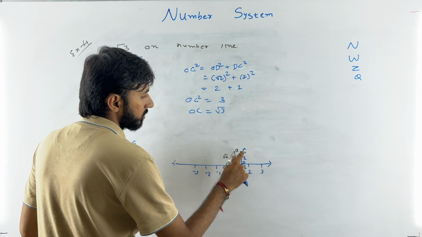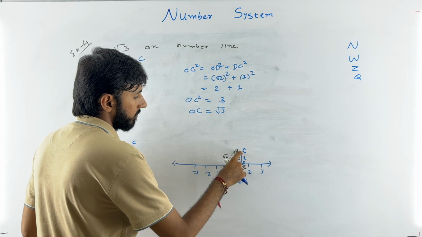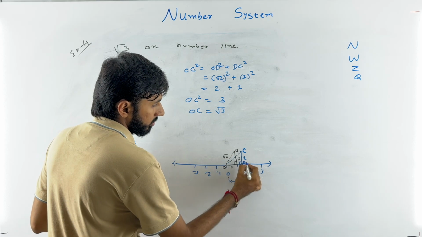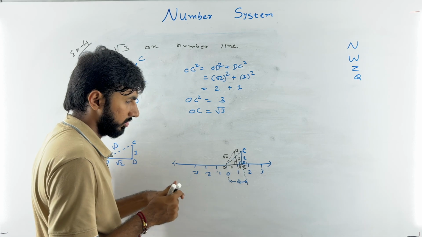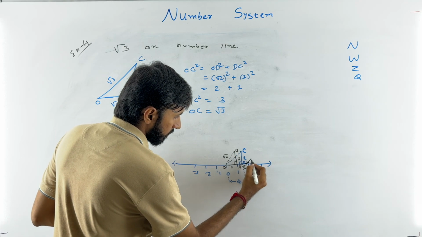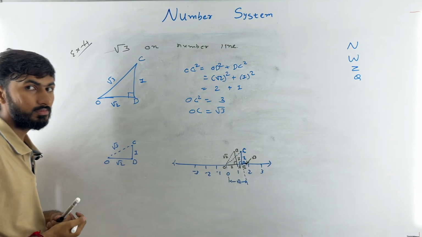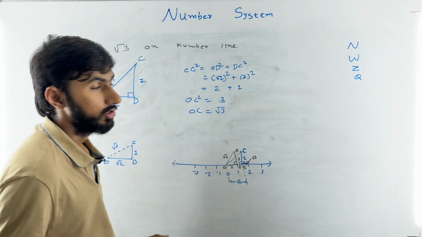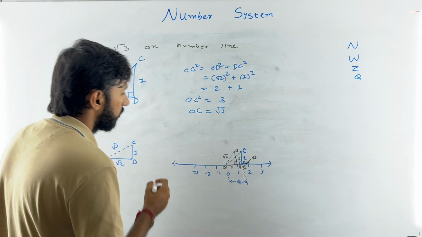Now again use the compass, put the pencil on C and the point on O, and make a mark on the number line. You will get this point. So this point represents root 3, right? You can also use a different method that is mentioned in your textbook.